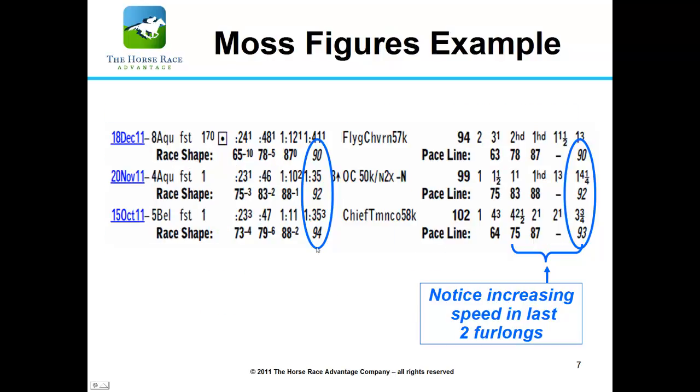Now here is another example where the race shape is 94-92, and over here you find that this one, if you notice the increase in the speed in the last 2 furlongs, 87 to 93, he really closed here. 88 to 92, 87 to 90. So you see here he's got a pretty strong closing kick, and you can see that by how he closed here. From first by a head, first by 3 lengths, and then first by 4 1/4 lengths. So this is a very good closing horse.